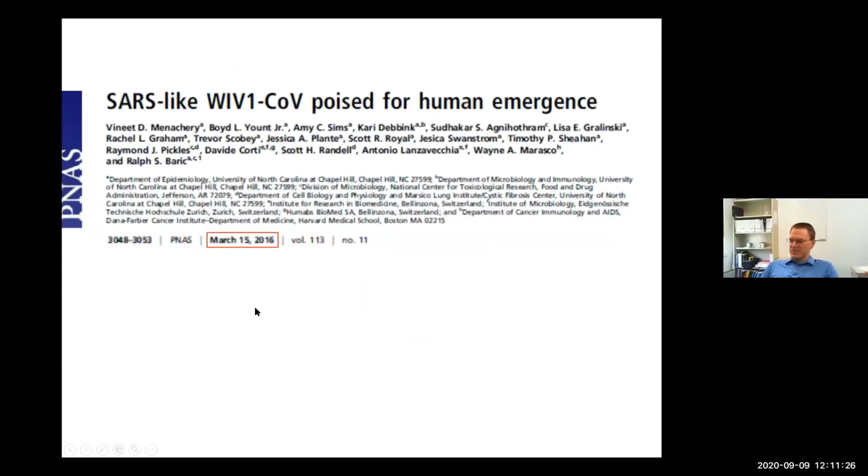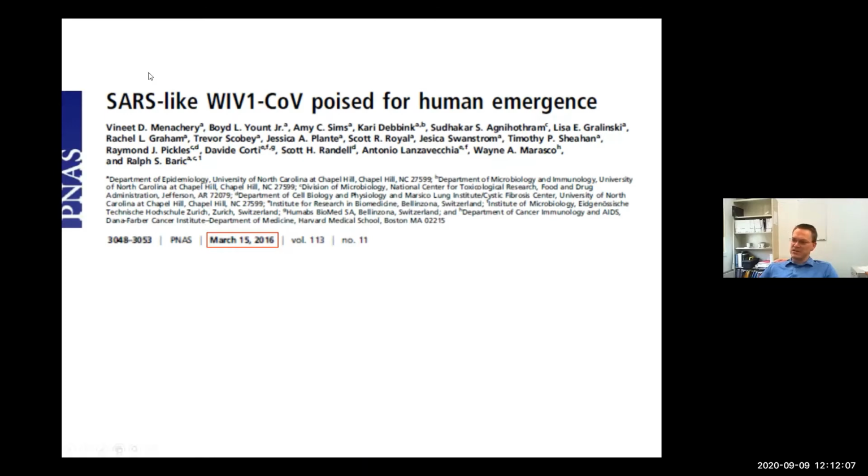And this paper here that came out was one that gave me shivers because I hadn't seen it before this year. The first author on this paper is a friend of mine from grad school, Vinny Manicherry. This paper was from 2016, and it said SARS-like WIV1 coronavirus poised for human emergence. The W is Wuhan, and it was a family of viruses in bats that they knew about even before 2016, where many people have been studying these viruses and seeing that there were many different kinds of coronaviruses in bats that were very much related to SARS.